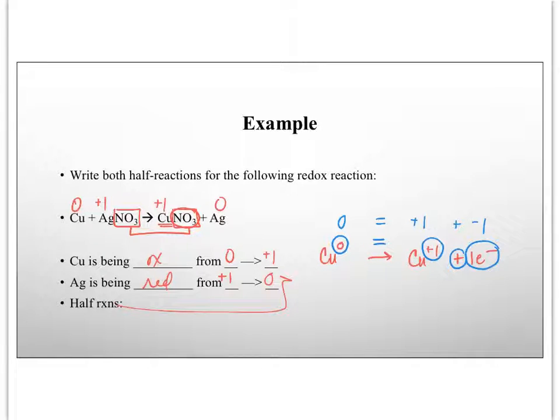And then for the silver, it started out as a +1 and it changed to a 0. Well, how does it go from a +1 to a 0? It gains, because it's reduction, it gains 1 electron. So if it's absorbing or gaining an electron, we would add that electron to the left-hand side. And again, mathematically, this makes sense. +1 plus -1 equals 0. Okay, so that's the most important part, is understanding that in an oxidation half reaction, the electrons that are being lost get added to the product side. In reduction half reactions, the electrons being gained are added to the reactant side.